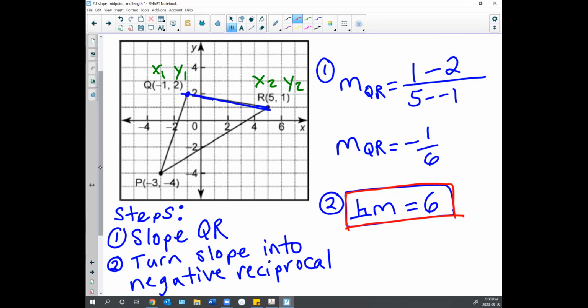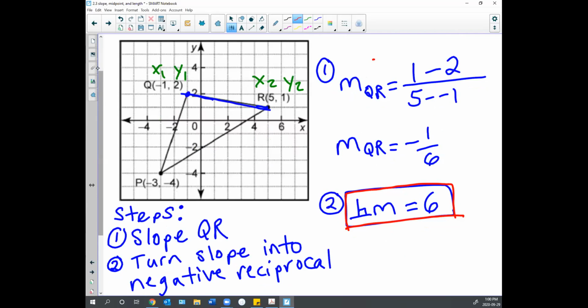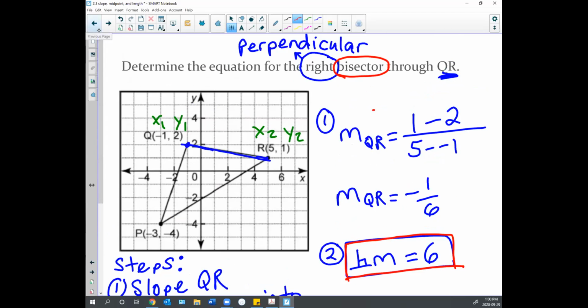Okay, now look at the word right. Now bisect. What is this telling me to do next? Bisect means to do what? Divide. Be more specific. Divide it into or cut it into what? Half. Yes, divide by two. So this is telling me it needs to go through the midpoint. So now I'm going to calculate the midpoint of QR. I'm going to write that as my next step.